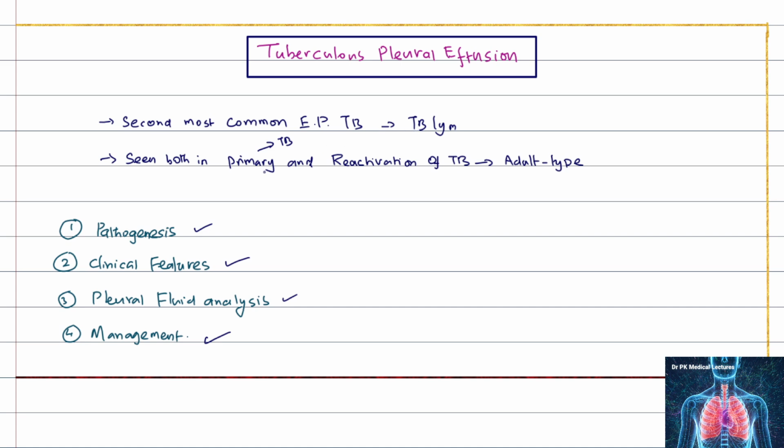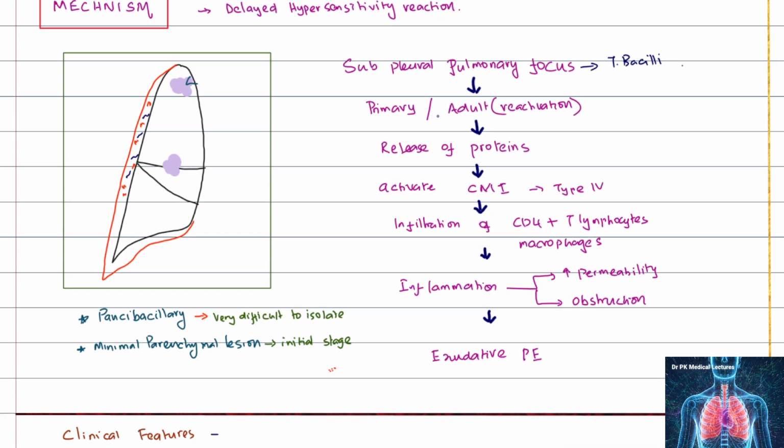It is seen both in primary tuberculosis and in reactivation of tuberculosis, that is adult type disease. First we see the mechanism of tuberculous pleural effusion. The main mechanism is a delayed hypersensitivity reaction. Let me explain in detail.